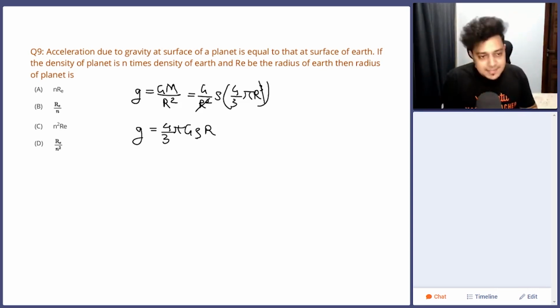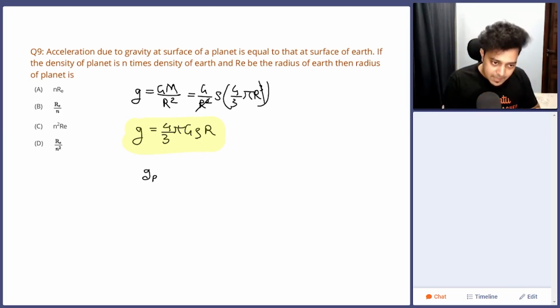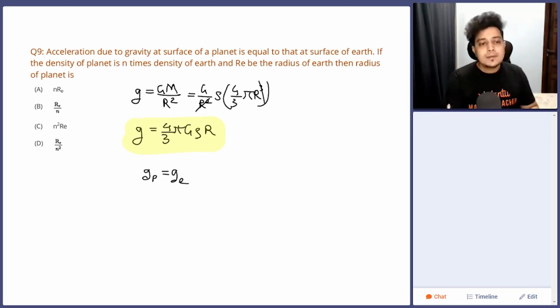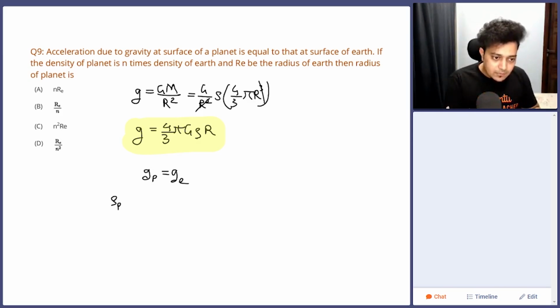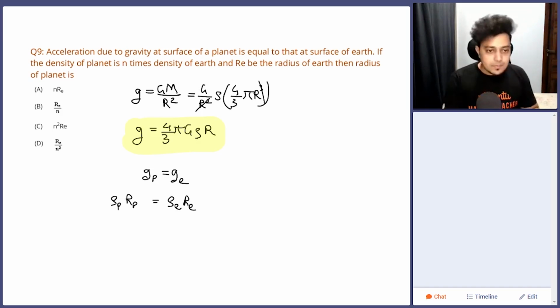So notice that this is the formula for acceleration due to gravity in terms of density and radius. 4 by 3 pi and G are anyway constant, and the question says that g of the planet is equal to g of Earth. So we can say density of planet into radius of planet is equal to density of Earth into the radius of Earth. 4 pi G will be there on both sides. If I use this formula, I have to use it twice on both sides. 4 pi by 3 and G will get cancelled. Whatever is remaining is density and radius.